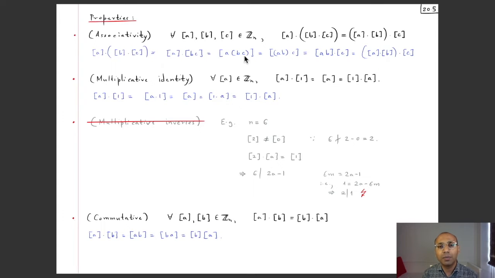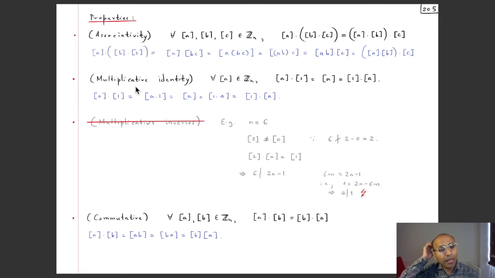But this multiplication inside is just integer multiplication, and that we know is associative. So this is the same as AB multiplied by C. And then this can be split into the product of the equivalence class containing AB with the equivalence class containing C by the definition of multiplication modulo n. And this first thing is further the product of the equivalence class containing A with the equivalence class containing B. And so we have got the right hand side, and so multiplication modulo n is associative.